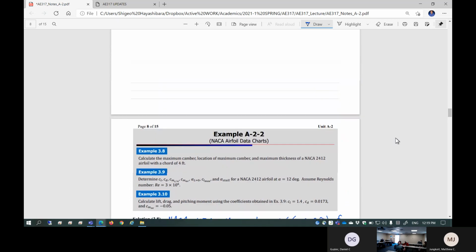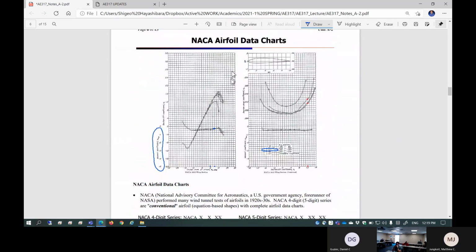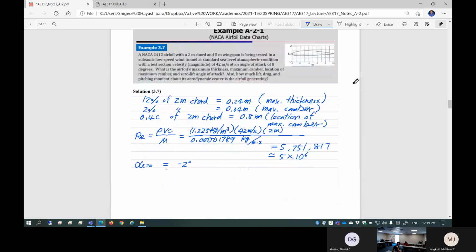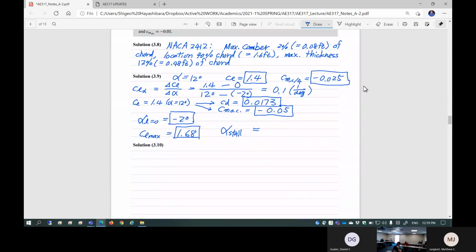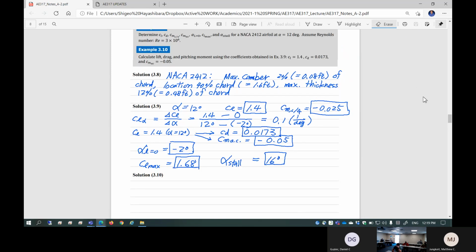Oh yeah? Let's take a look. 1.68 is like this point, right? Maximum CL. And then stall alpha. Well, it's about 16. So about 16 degrees angle of attack, the airplane stalls. I mean, this cross section stalls out. So alpha stall is about 16 degrees. Okay. All right, so any question here? So this is a very simple look at this NACA 2412 airfoil.